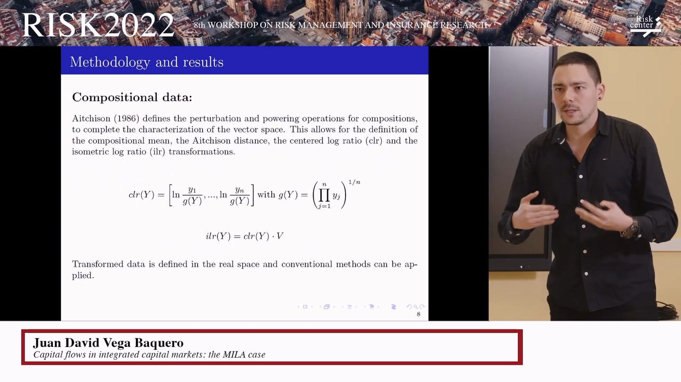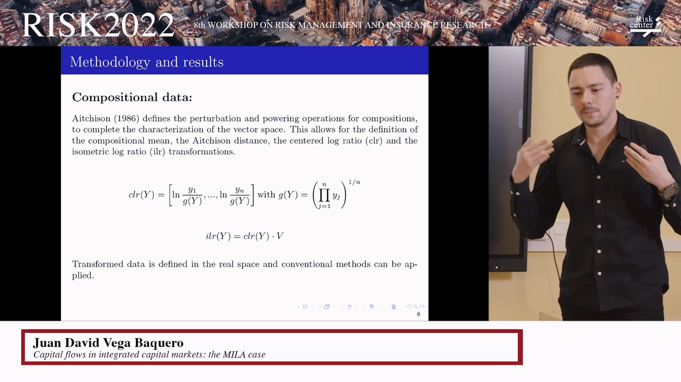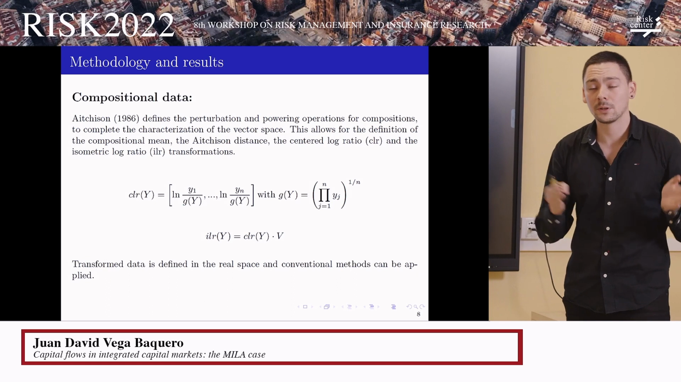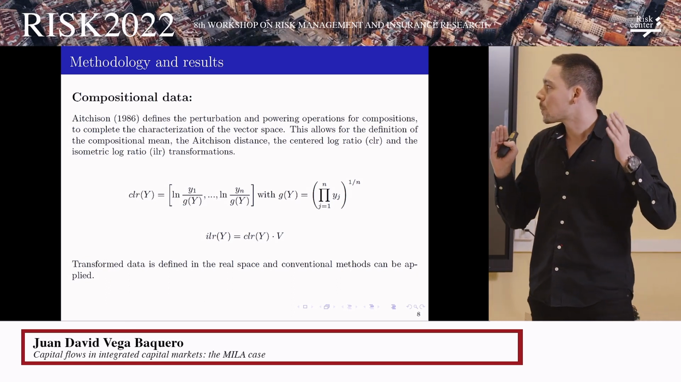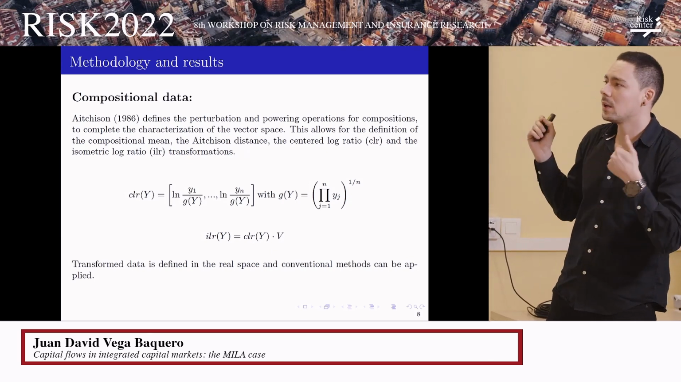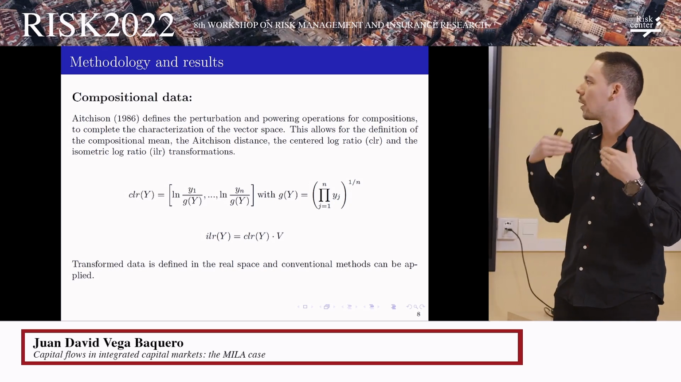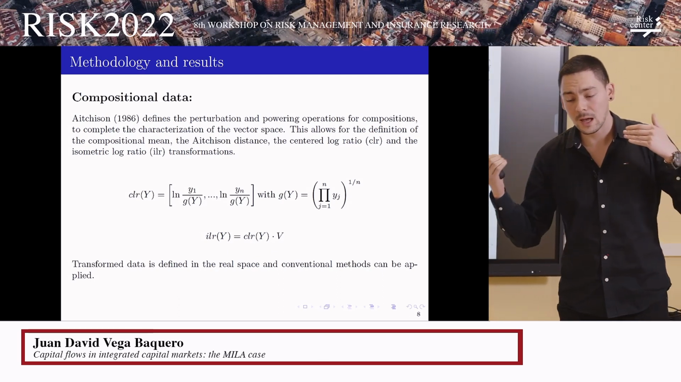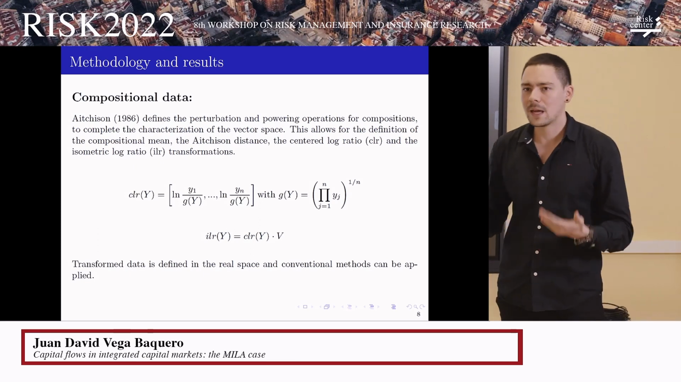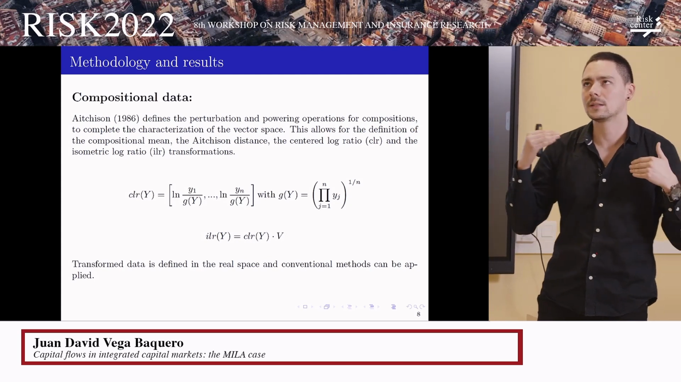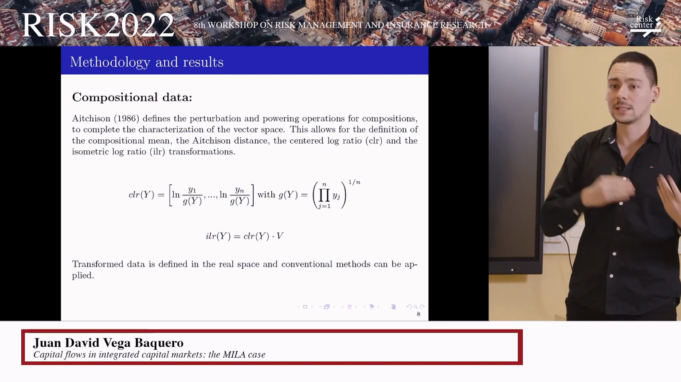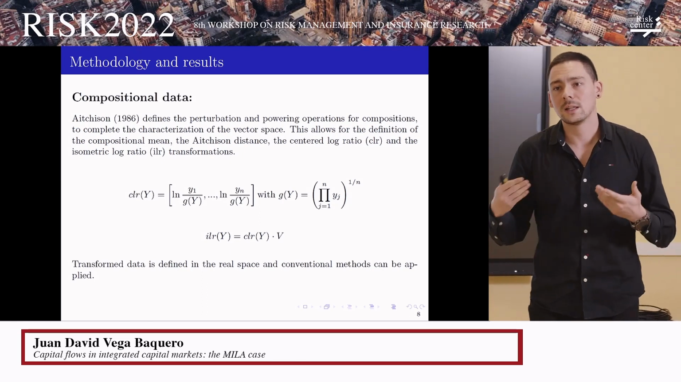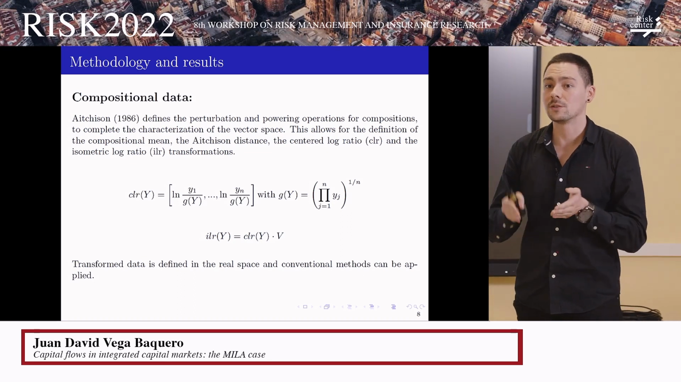Then, in order to work with this kind of data, Aitchison, who is like the lead of this framework, defined the sample space, the powering and perturbation operations, and then he finally made the compositional mean, the Aitchison distance that we will see afterwards, and the transformations that will allow us to use regular statistical methods. Because as you can imagine, having data which is between 0 and 1 and constrained to add up to a constant has restrictions in terms of statistics. So basically, after we apply CLR and ILR transformations, we are able to use distributions that are defined in the real space and not only in the 0-1 space.